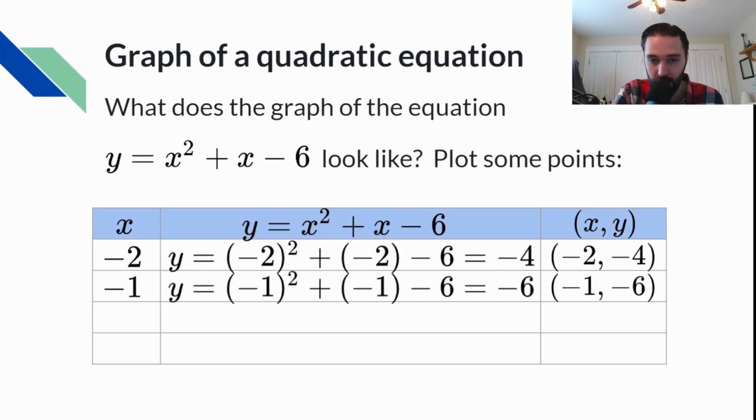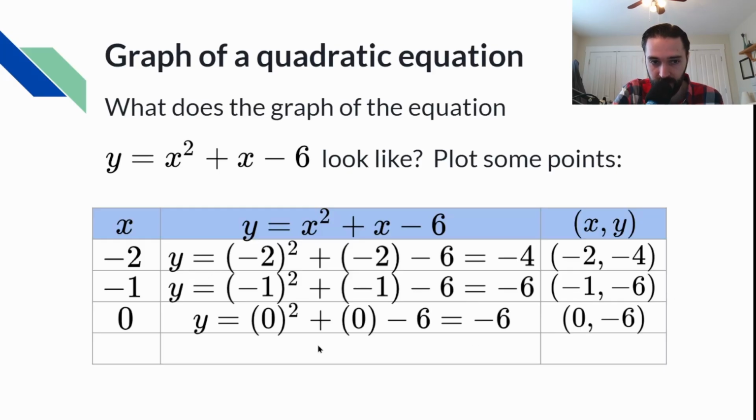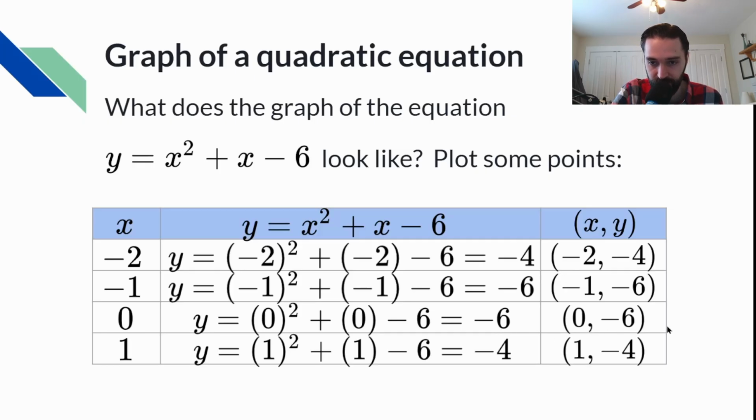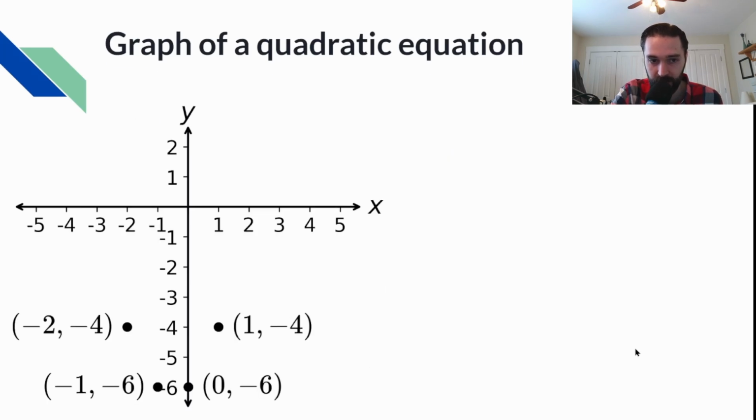When we plug in negative 1, we get y equals negative 6. So we have negative 1, negative 6 on the graph. And when we plug in a 0, we get y equals negative 6. So we have 0, negative 6. And finally, when we plug in x equals 1, we get y equals negative 4. So 1, negative 4 is also on the graph of this equation. Here are my 4 points.